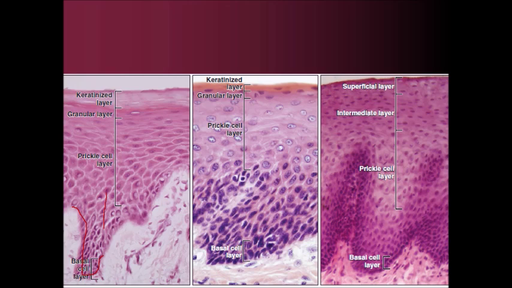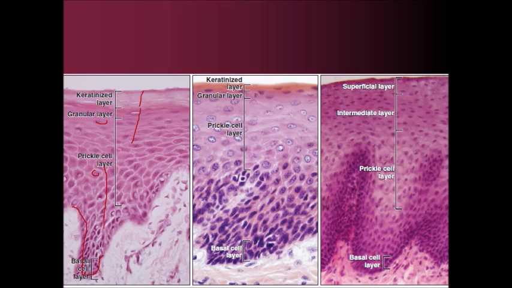Then I have few layers where the cell becomes polygonal and the nucleus is round. We call it the Merkel cell layer. Then we have few layers, 3 to 4 layers, where the nucleus is flat and the cell is flat. We call it the granular layer, and it is rich with granules. We call them keratohyaline granules, and the superficial layer is the keratinized layer, which is filled with keratin.